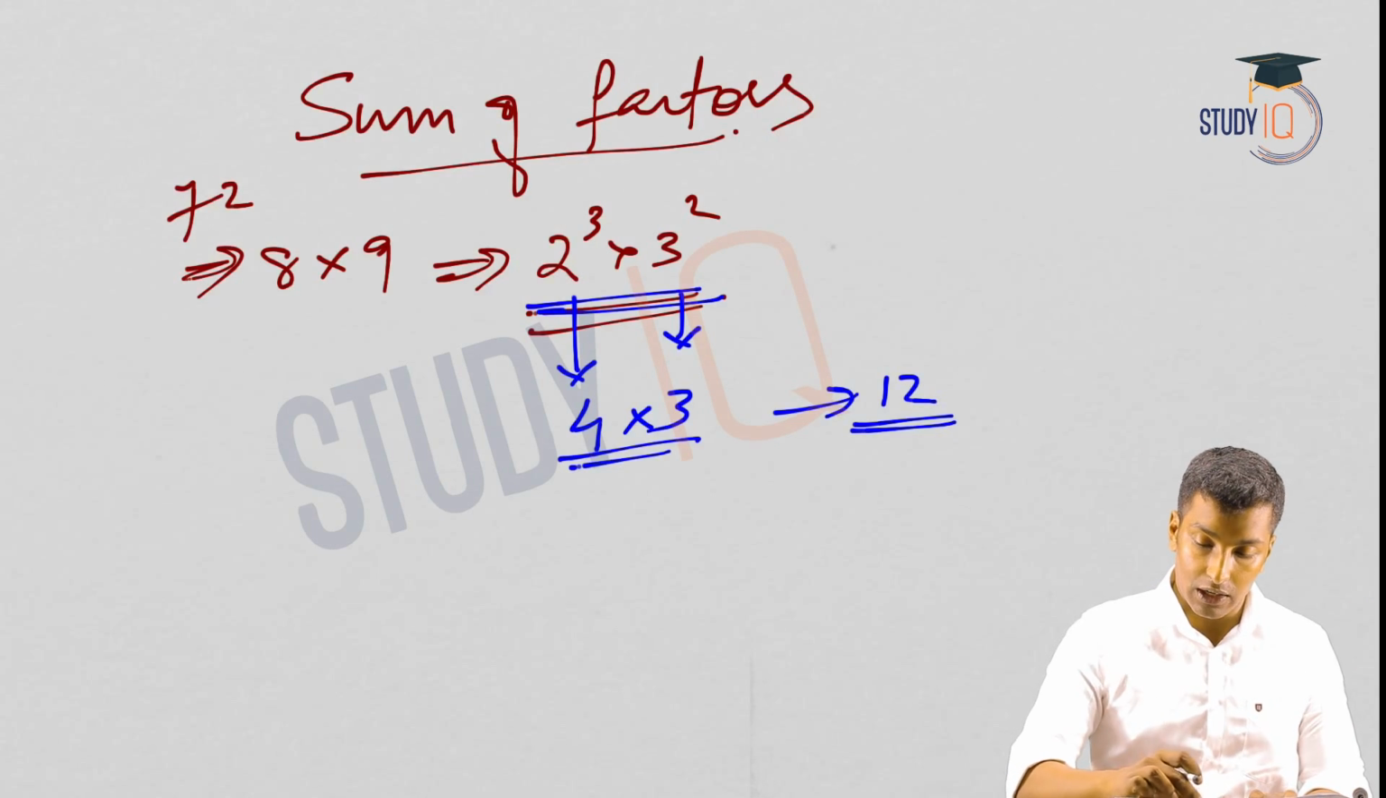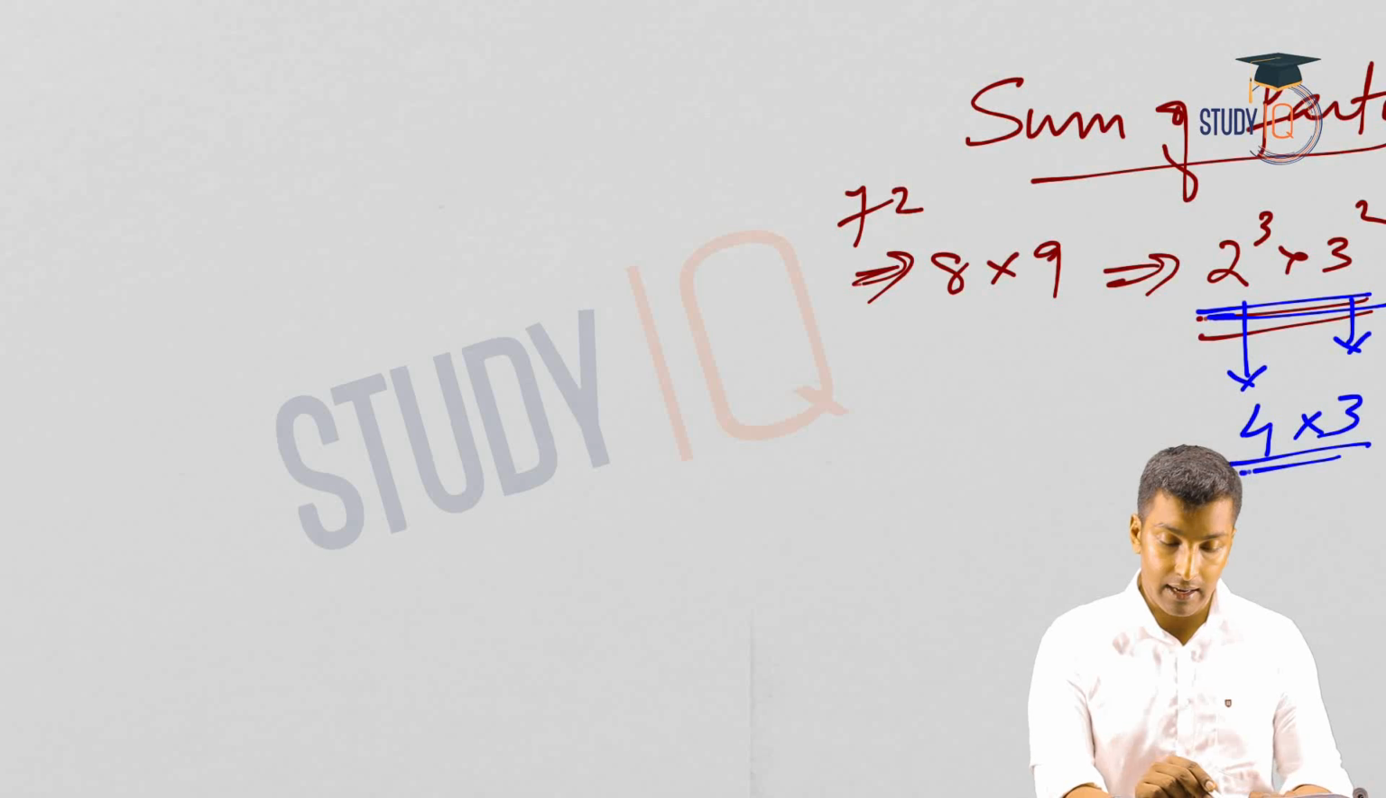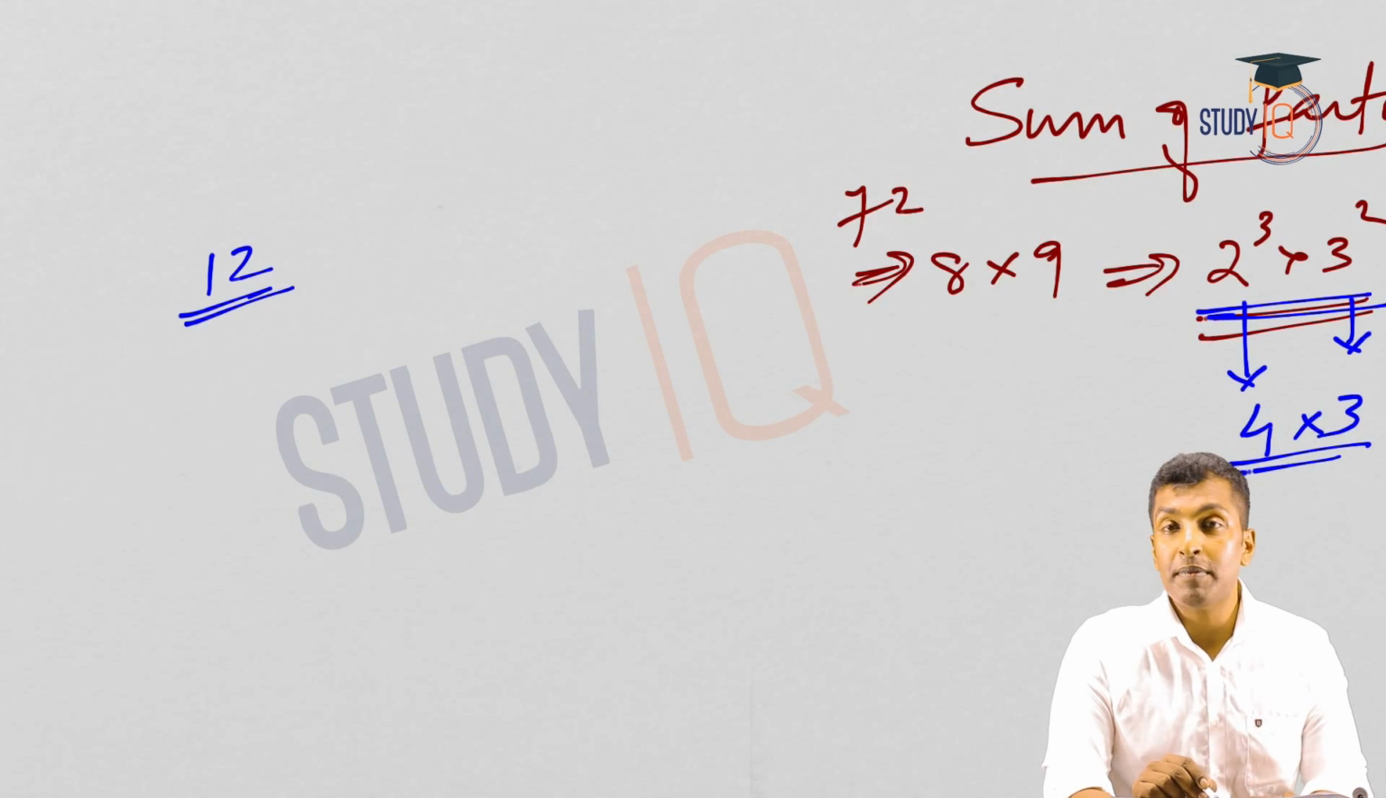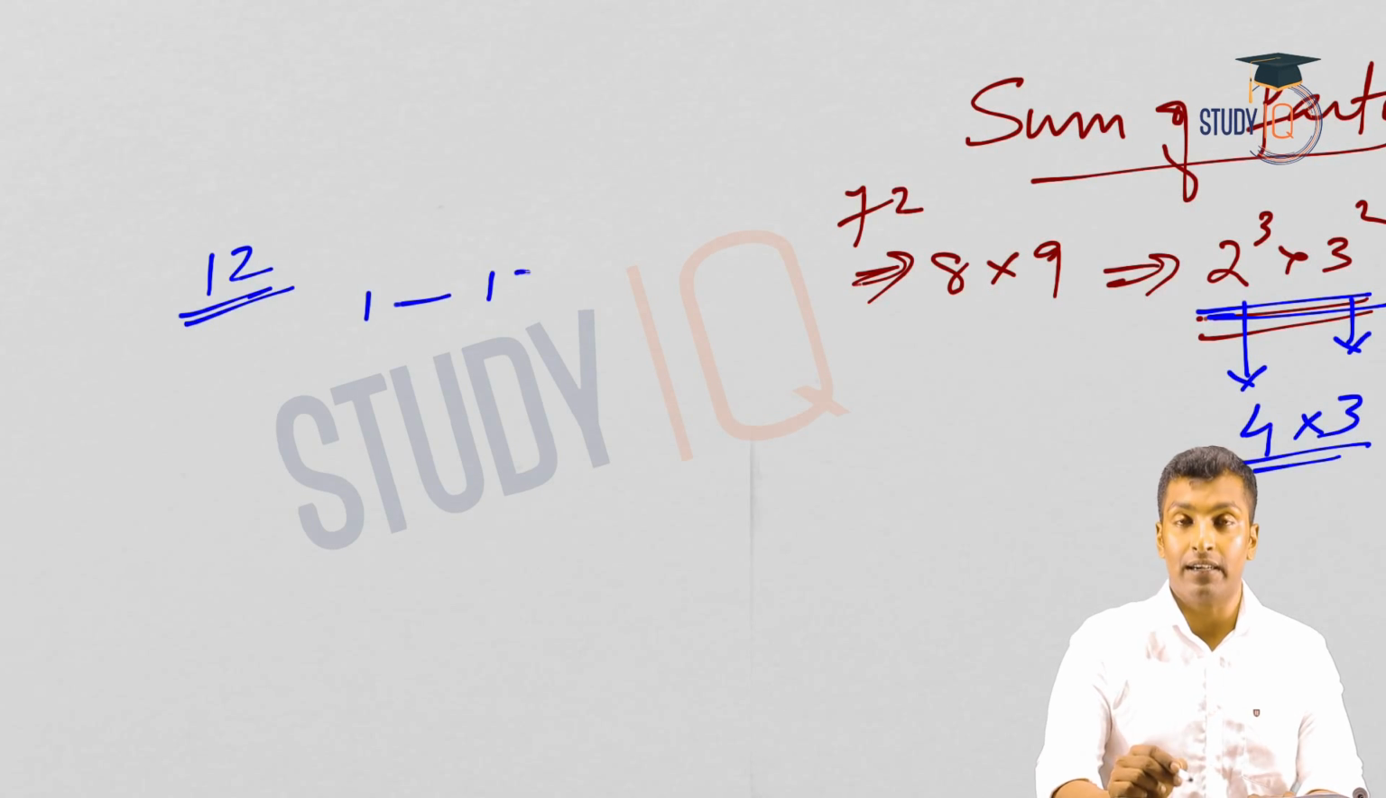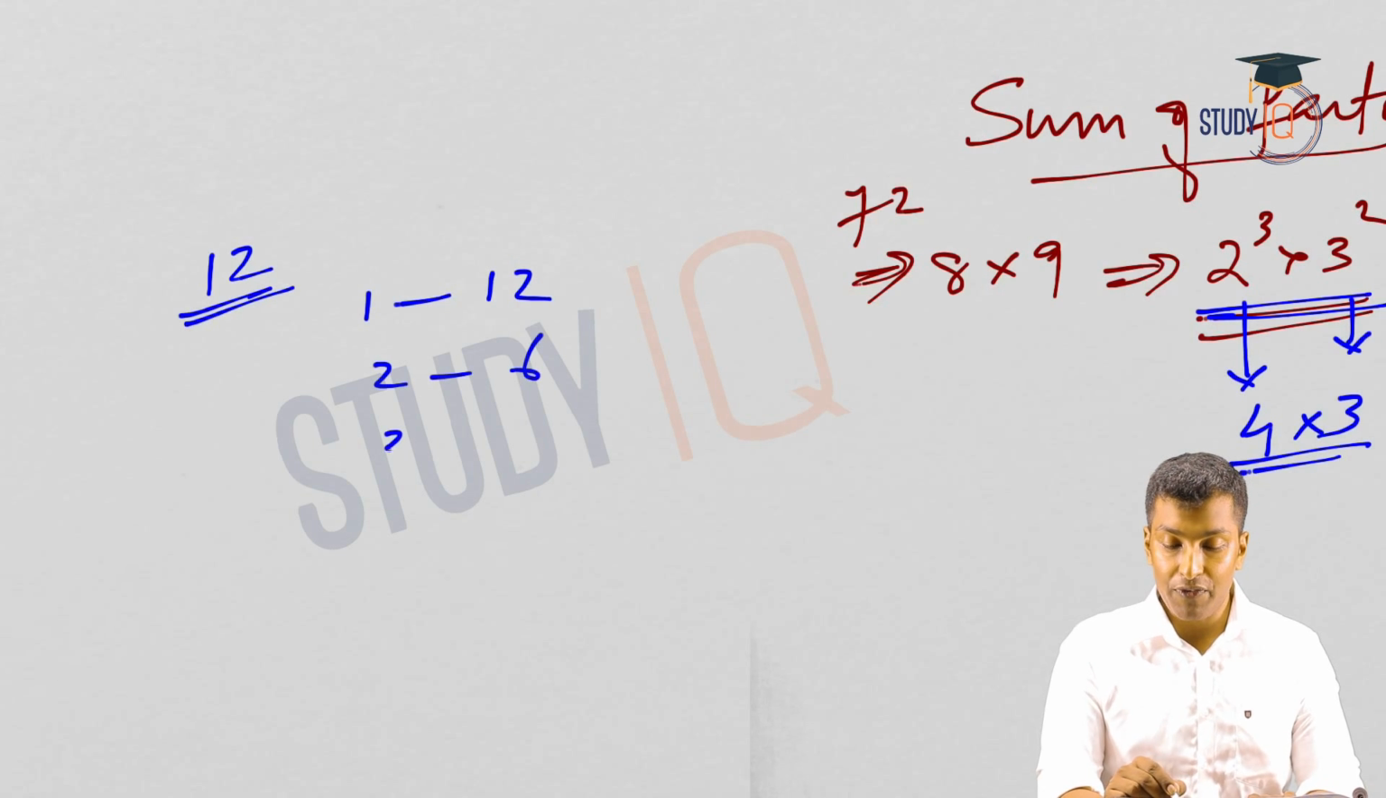So I hope you understood the concept here. What I'm asking is, if you take this particular number 12, what are the factors? 1 is a factor, 12 is a factor, 2 is a factor, 6 is a factor, 3 is a factor, 4 is a factor.